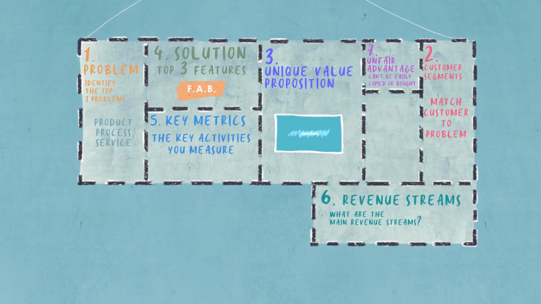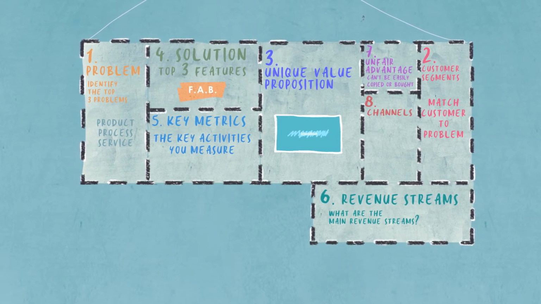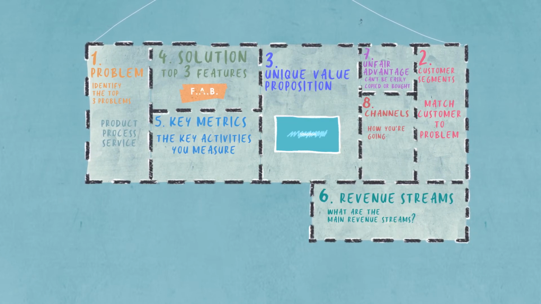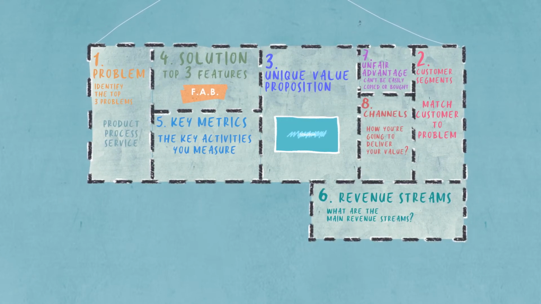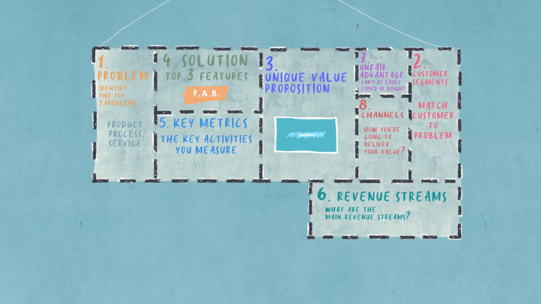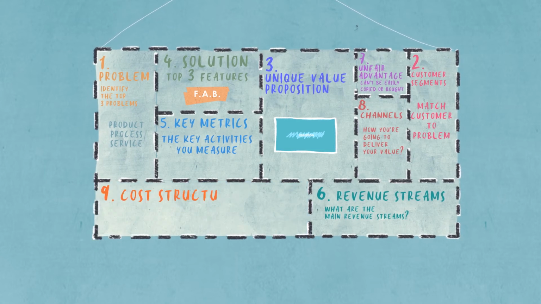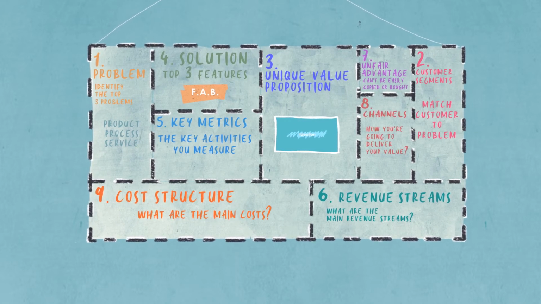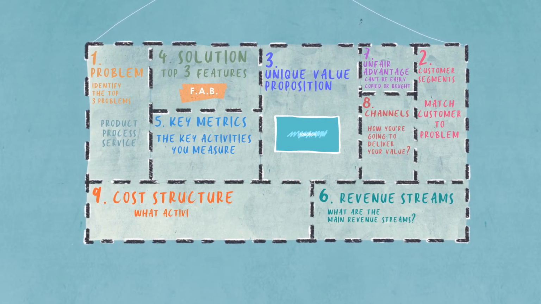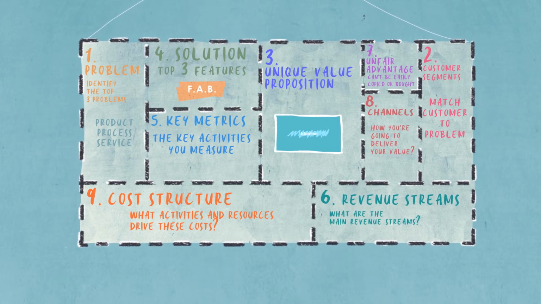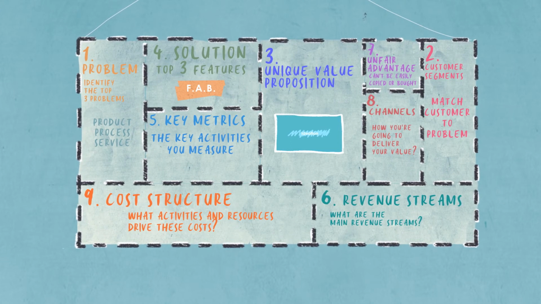In Box 8, the channels. Channels is the word that we use to describe how a product reaches a customer. You need to think about how you're going to deliver your value. What do the customers use? Where would they go to find your product, service, or process? Lastly, cost structure. You only need to think about 2 things. What are the main costs in our business model? And what activities and resources drive these costs? These are areas where you can drive efficiency and cost savings as well.